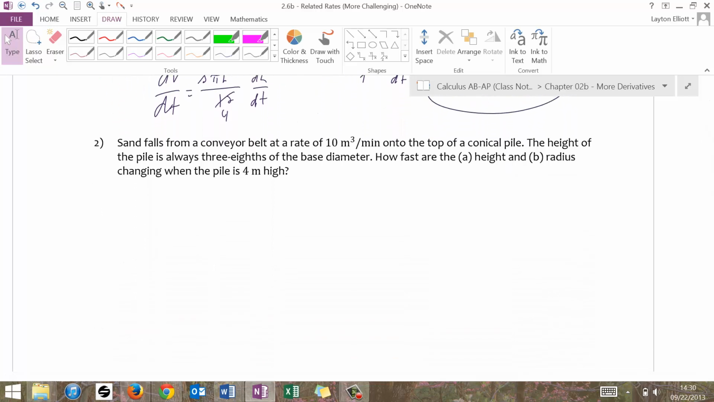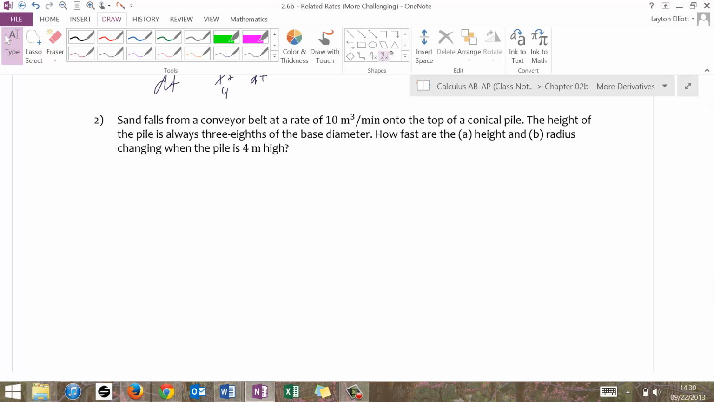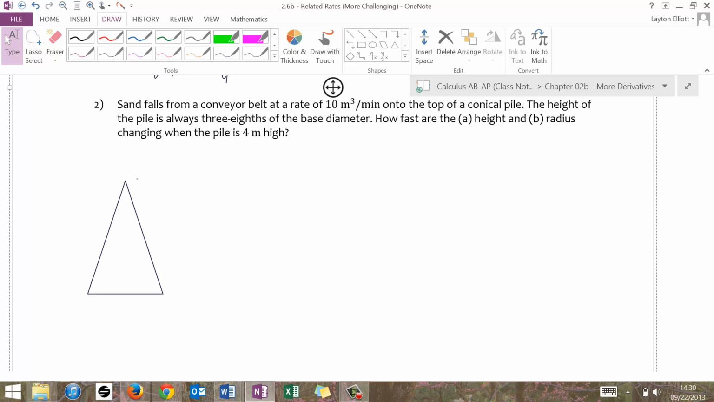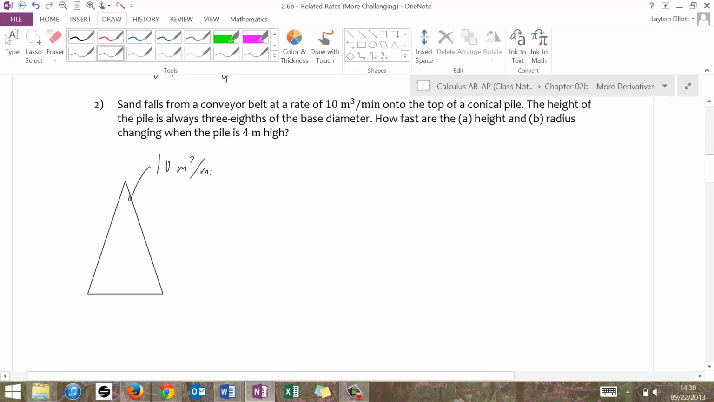Okay, next: sand falls from a conveyor belt. When sand falls, it tends to form a right-side-up cone, falling at a rate of 10 meters cubed per minute. That's a dV/dt.